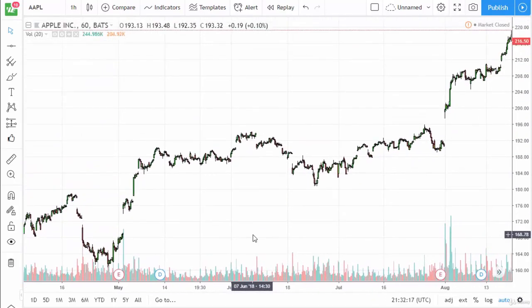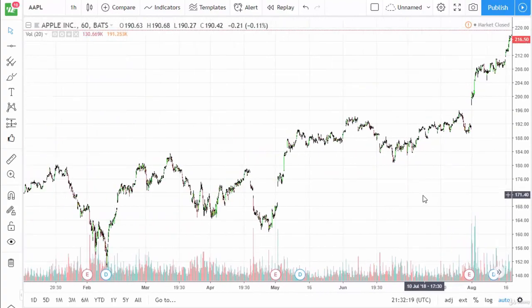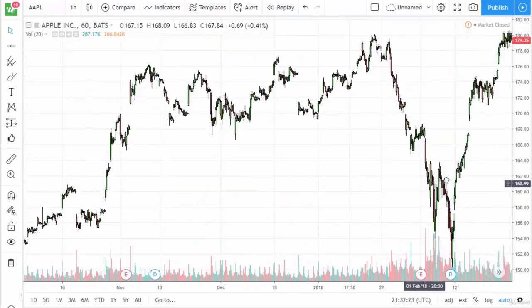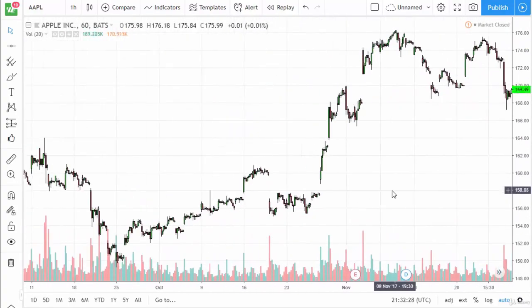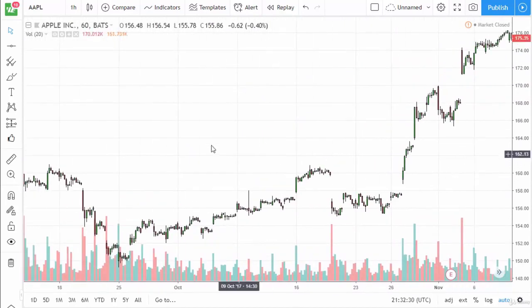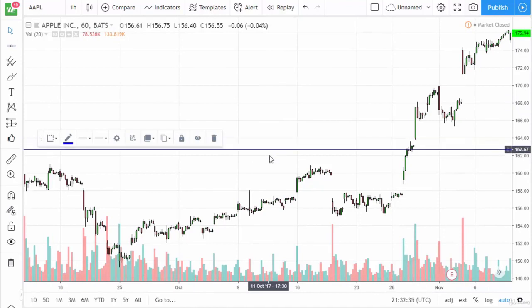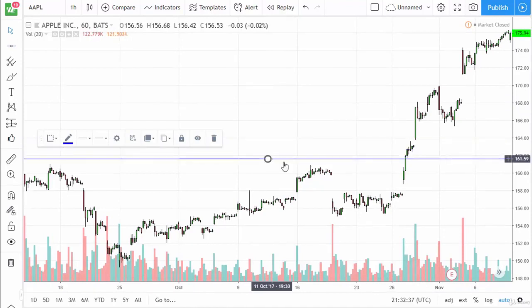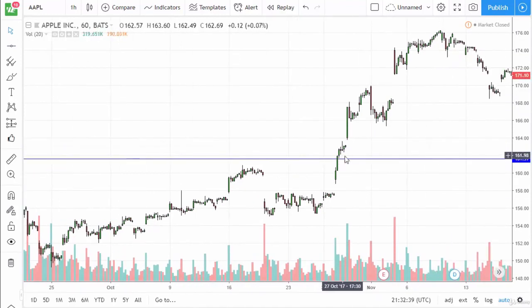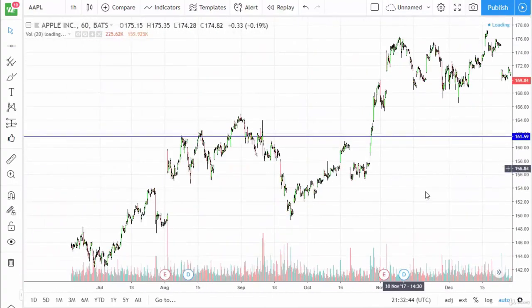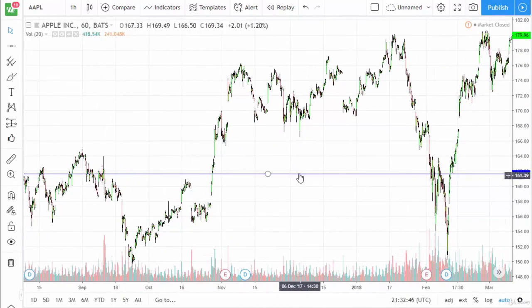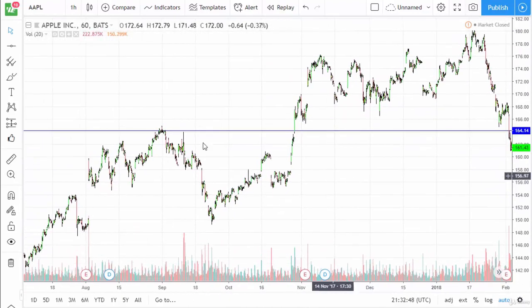So, for example, let's go ahead and zoom out a little bit, and I'll show you how this can play out. We had a break in this area here, and you can see that the price pulled back just a little bit and then took off. And you'll see that over the longer run, price will return to areas.